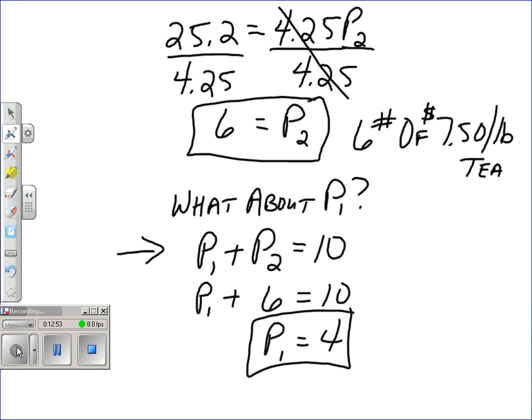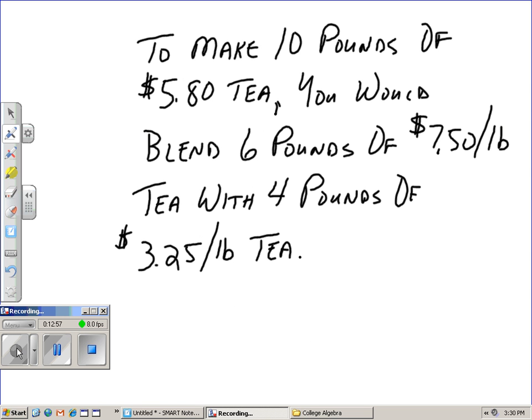Now, since it's a word problem, you need to explain your answer in words. So here's a perfect answer, or near perfect. To make 10 pounds of tea that runs $5.80 a pound, you would blend 6 pounds of $7.50 a pound tea, the expensive stuff, with 4 pounds of the cheap stuff, the $3.25 a pound tea. And now you guys know how to blend tea. Congratulations.